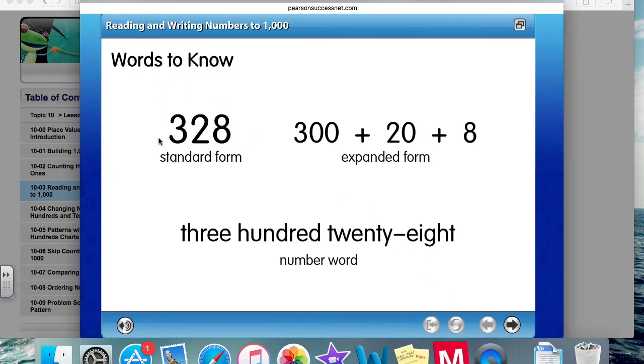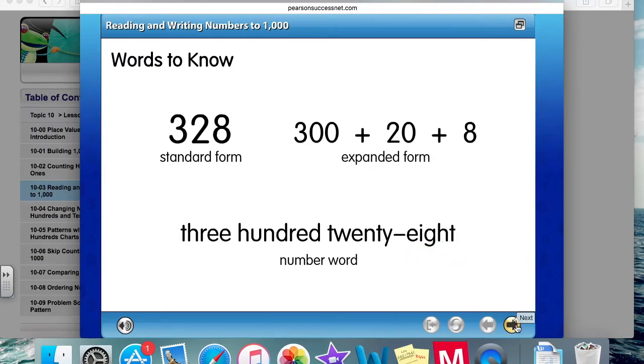Here are our words to know. Our first word is standard form. Standard form is when the number is written in a way that you would normally see. Our next is expanded form. Expanded form is when you pull apart the number based on place value. And our last form is number word, which is when you write out the number based on the words that it makes up.